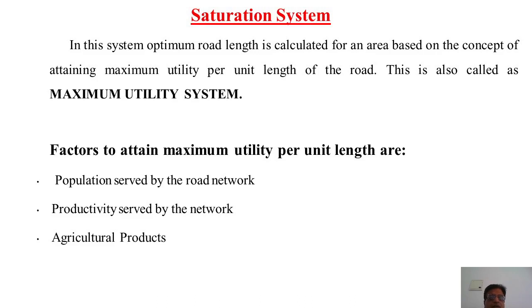First one, population served by the road network. If you are providing a road for any two places, how much population or how many people are getting benefited from that road. Second one, productivity served by the network. How much of the industrial product or produce is served by that road network by connecting the two cities. Third, agricultural product. How many agricultural products or how many farmers are getting benefited.